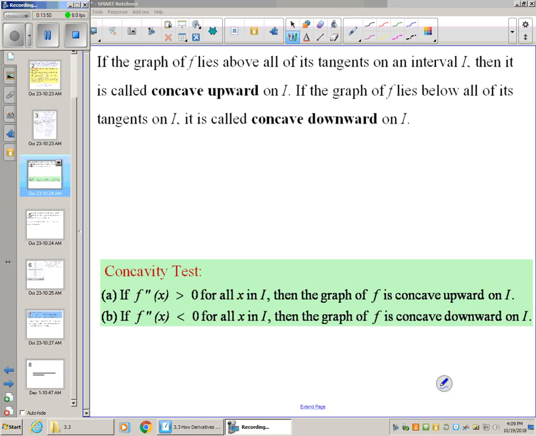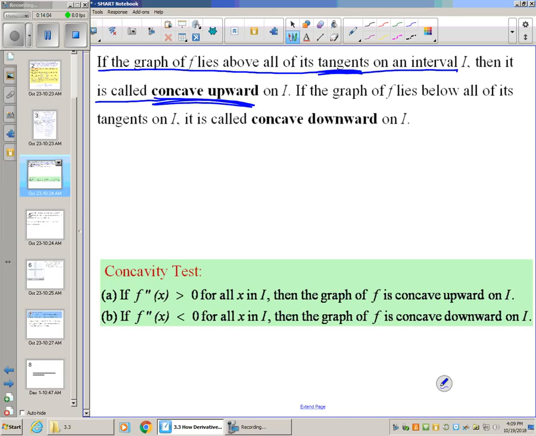All right, the next couple that we're going to be talking about is what your second derivative is useful for in describing your original graph. So, if the graph of f lies above all of its tangents on the interval I, then it is called concave upward. And we should know what that shape looks like. I'm about to draw in a second. But if the graph of f lies below all of its tangents on I, it is called concave downward.